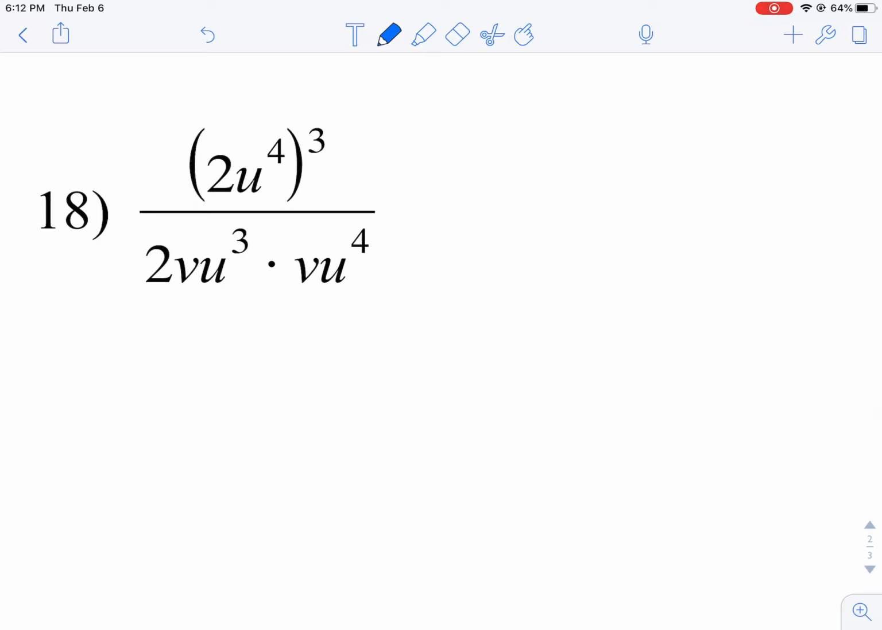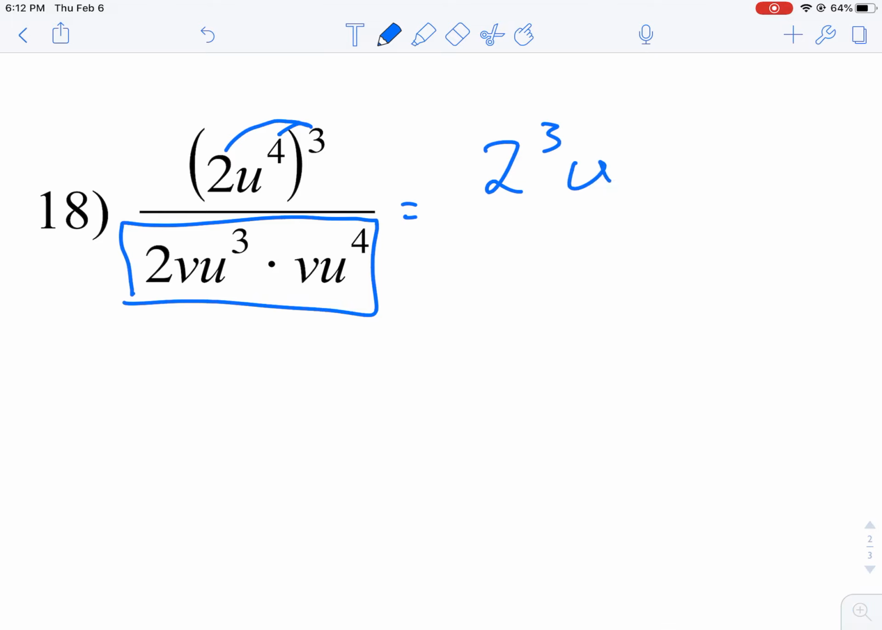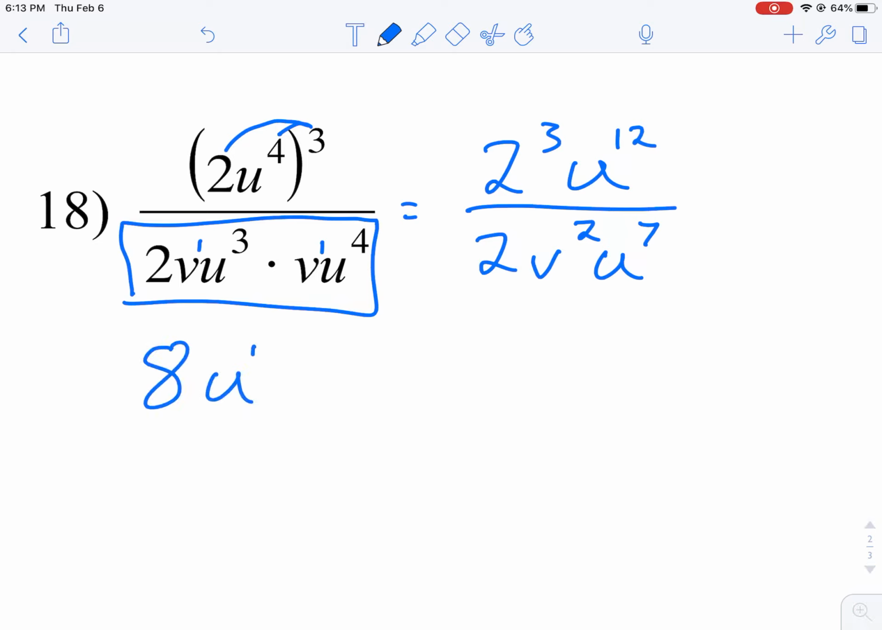And then finally here on 18, distributive property again, so the 3 to the 4 and the 3 to the 2. We can also clean up this denominator kind of in one step here. So I get 2 to the 3rd, u to the 12th over 2 times 1 is 2. There's 1 on both of these v's, so v squared, and u to the 7th. Now 2 to the 3rd again is going to be 8, so it's 8 u to the 12th over 2 v squared u to the 7th.